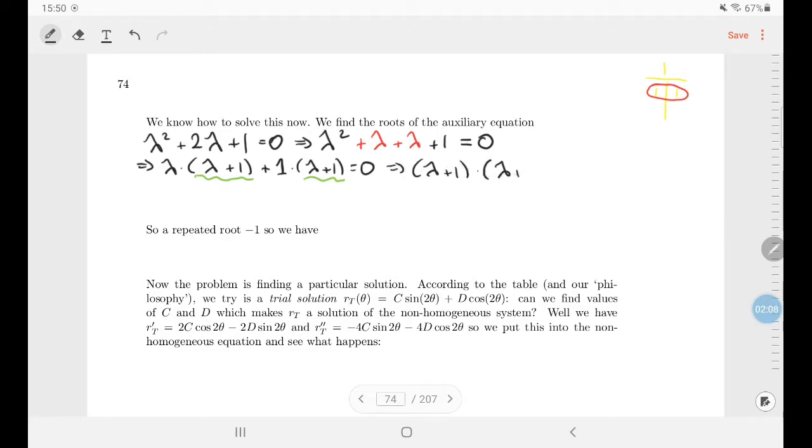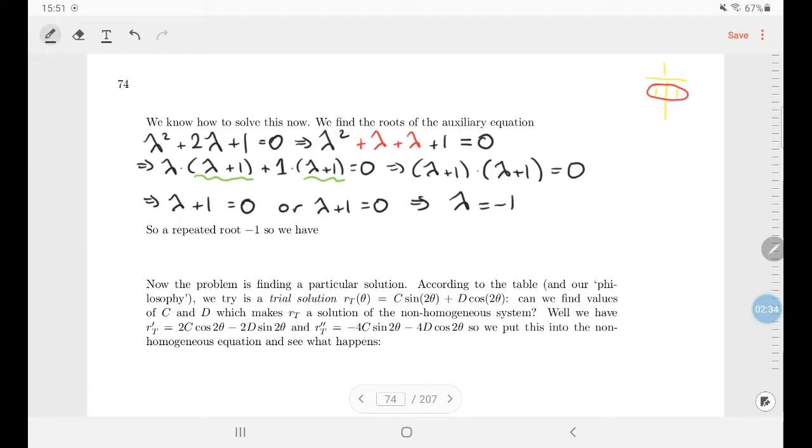Lambda plus 1. Now two numbers multiplied together, lambda plus 1 and lambda plus 1, give you 0 exactly when one of them is 0. So either lambda plus 1 is equal to 0 or lambda plus 1 is equal to 0, and of course they're the same equation. So if we take 1 away from both sides, lambda is equal to minus 1. So we have a repeated root.